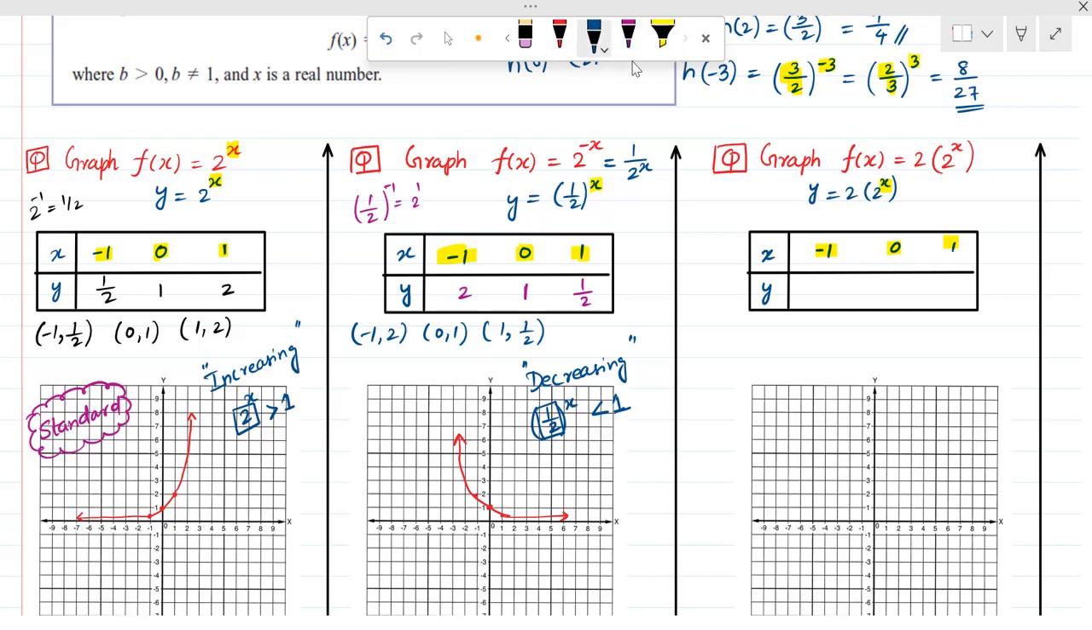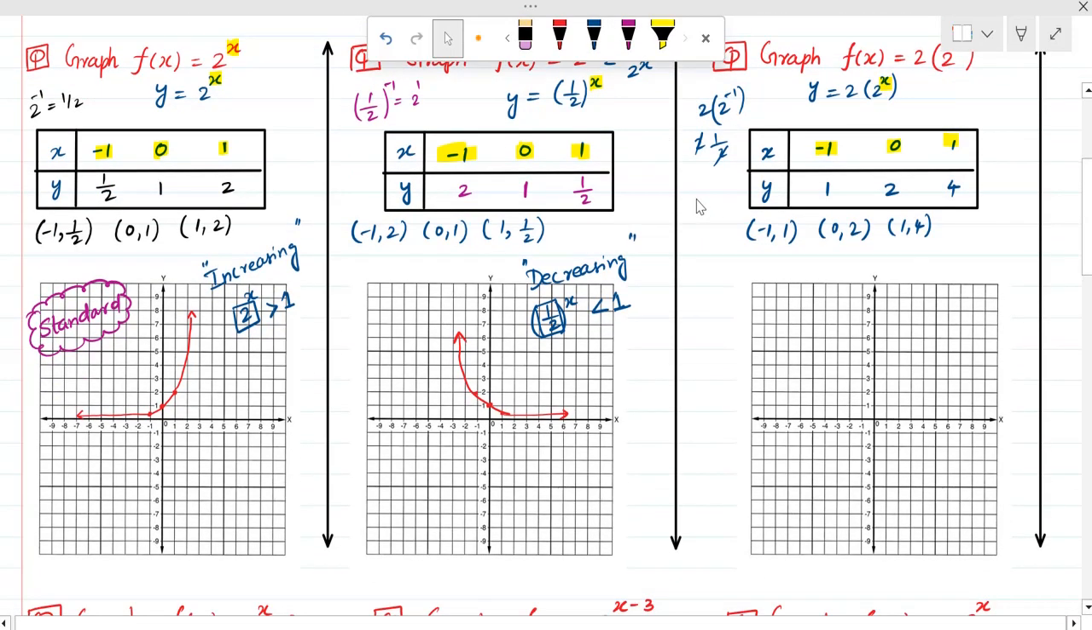So the x value here is 0, any power 0 is 1, 1 into 2 which equals 2. And then when I substitute 1, it is 4. When I substitute minus 1, you will get 2 into 2 power minus 1. So 1 over 2, therefore the 2 gets cancelled, you will get 1. So now I write these points. What are the points here? Minus 1 comma 1, 0 comma 2 and 1 comma 4. Now I just plot the points on the graph here.